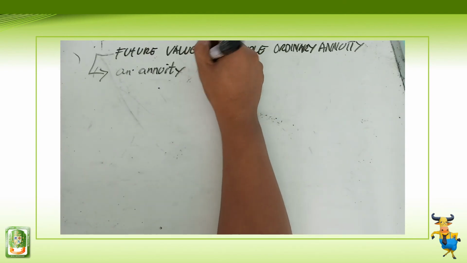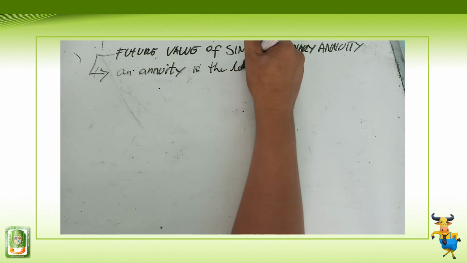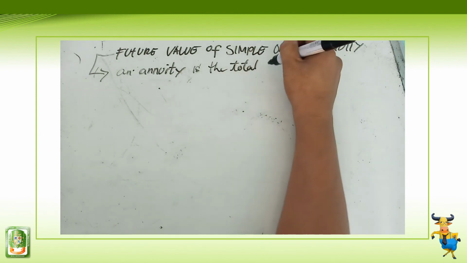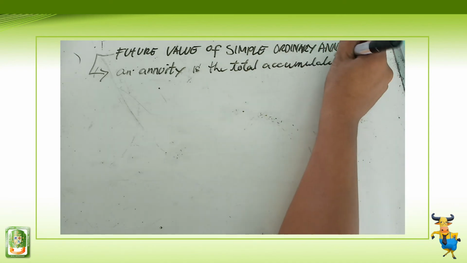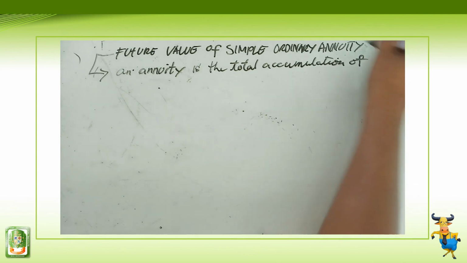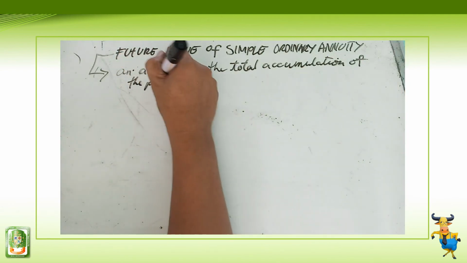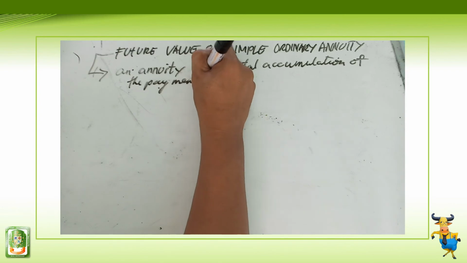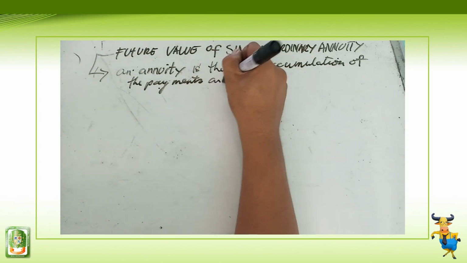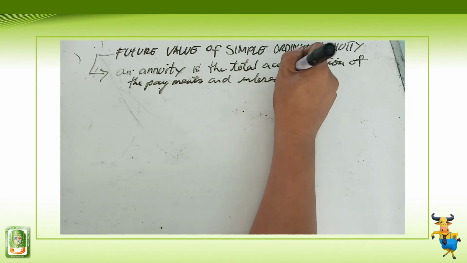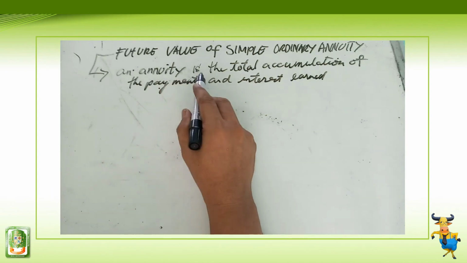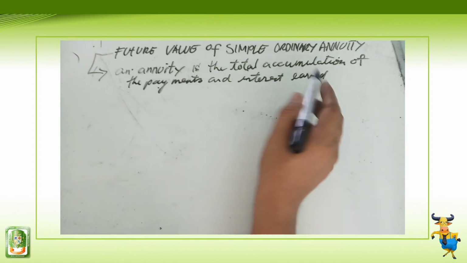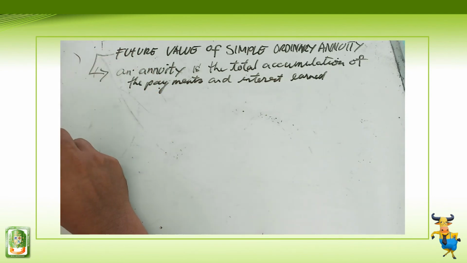Annuity total is the total accumulation of the payments and interest earned. So, an annuity is the total accumulation of the payments and the interest earned. So, yun ang future value.